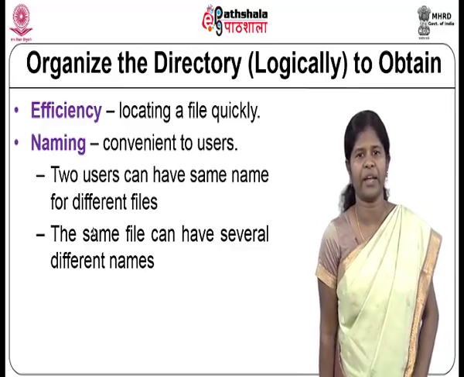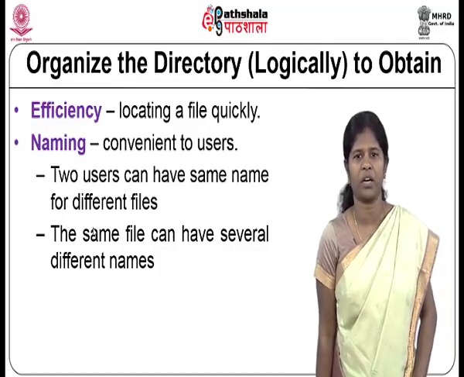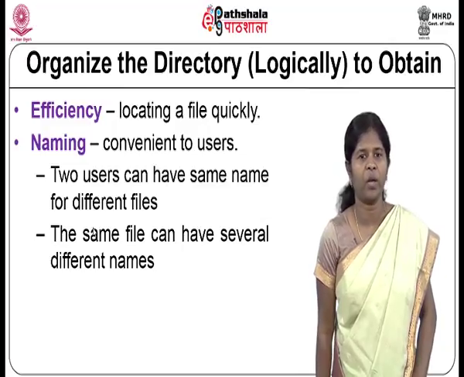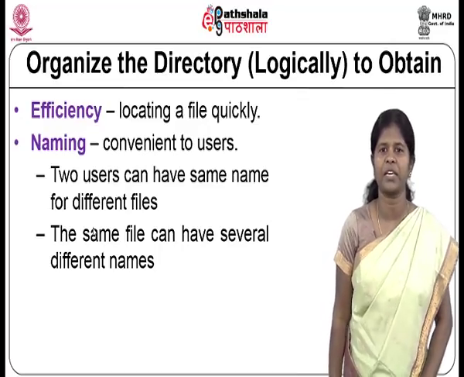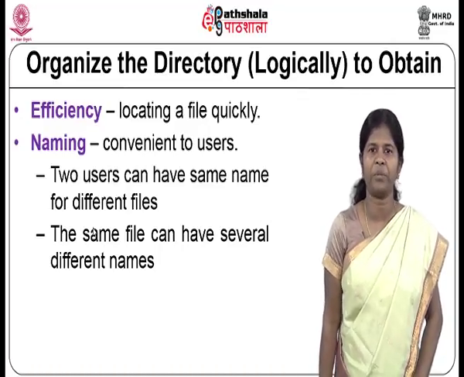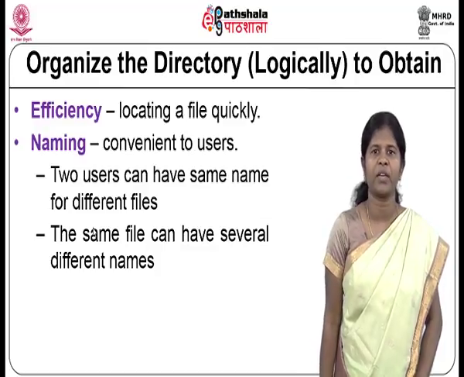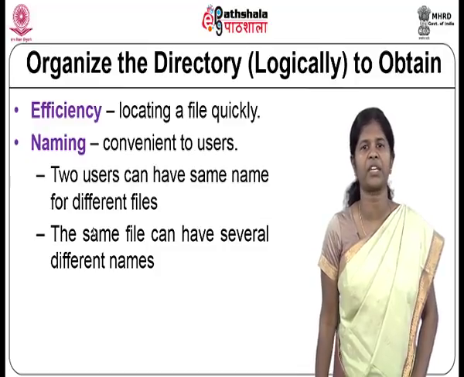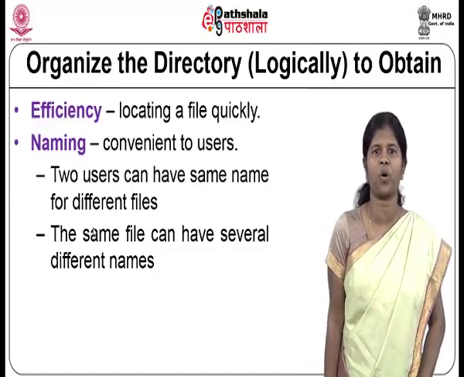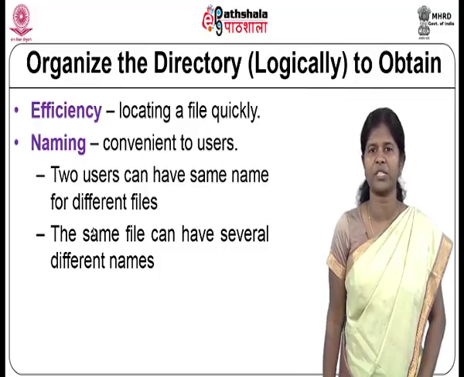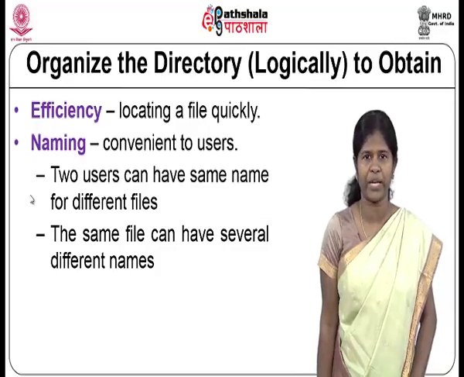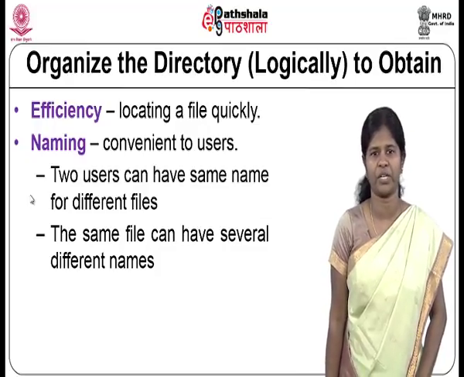So, the directory again has to be organized logically, properly, so that all these parameters are achieved. One is the efficiency, that is, it is efficient if you are able to locate a file quickly. So, as we saw earlier, we need to be able to search into a directory, to list the contents of a directory, and so on. So, when you are trying to search for a file in a particular directory, you should be able to locate the file very quickly. So, the search should be efficient.